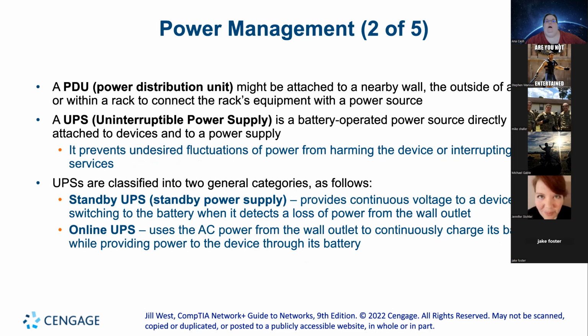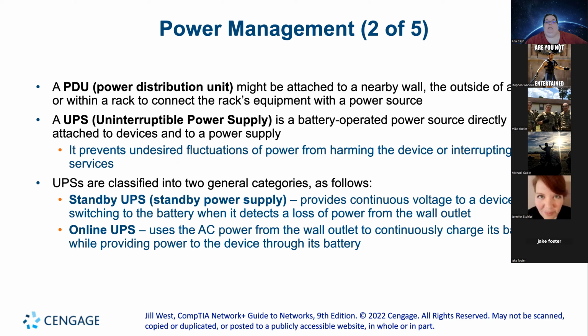A PDU, or power distribution unit, might be attached to a nearby wall, the outside of a rack, or within a rack to connect the rack's equipment with a power source. A UPS, or uninterruptible power supply, is a battery-operated power source directly attached to the devices. It prevents undesired fluctuations of power from harming the device or interrupting its services.